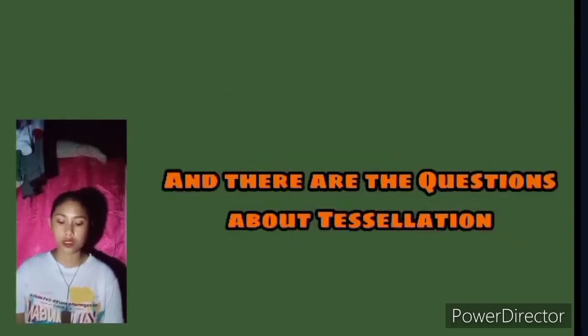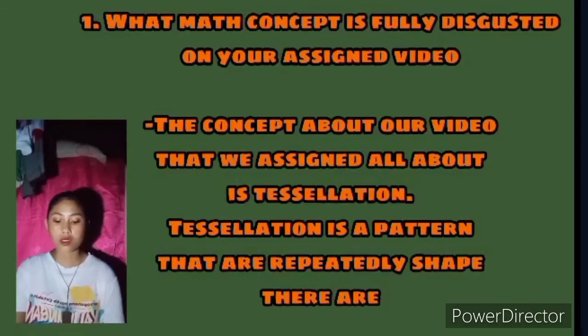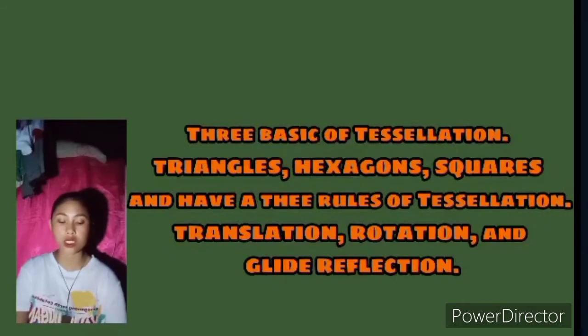And there are three questions about tessellation. What math concept is fully discussed in your assigned video? The concept that our assigned video is all about is tessellation. Tessellation is a pattern of repeatedly shaped figures. There are three basic shapes: triangle, hexagon, and square, and three rules of tessellation: translation, rotation, and glide reflection.